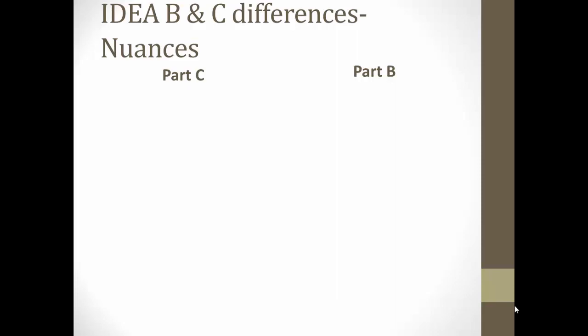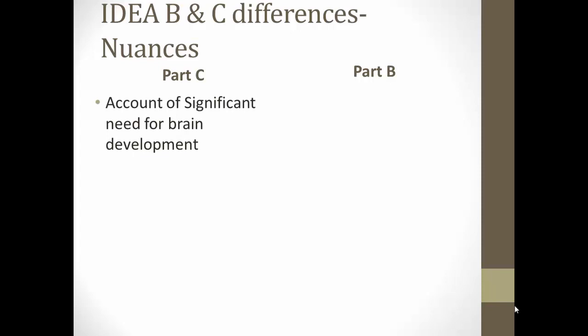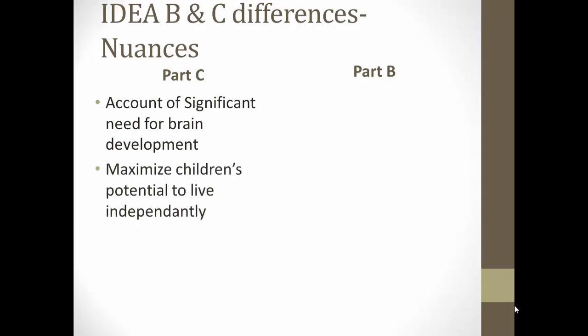So Part C deals with children age 0 to 3. And Part B will take children from 3 to 21. These are children with disabilities. In Part C, we want to account for the significant need for brain development, the idea that children need experiences in order to develop appropriately. Even children with developmental, cognitive, and physical disabilities still need stimulation, activities, in order for the brain to continue to develop and grow. And if we do this correctly, we can maximize the children's potential to live independently. And this begins, of course, very early on.